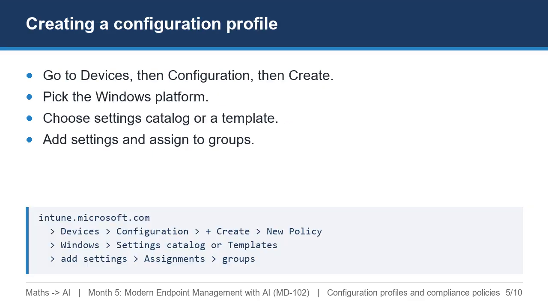Here are the portal steps. In the Intune Admin Center, go to Devices, then Configuration, then Create New Policy. Choose the Windows platform, then pick either Settings Catalog or a template. Add the settings you want, then move to the Assignments tab and choose the groups that should receive them. That's the full configuration flow.